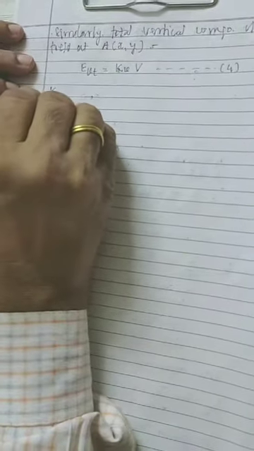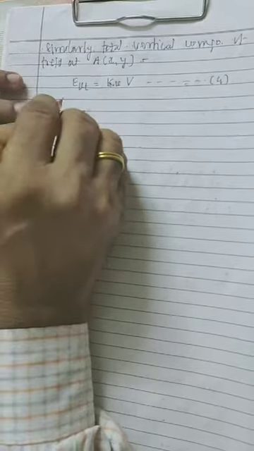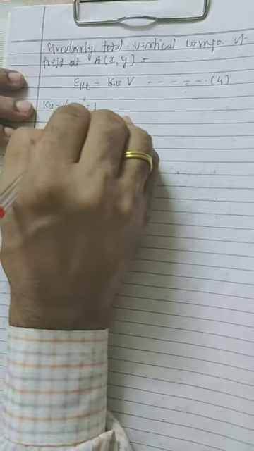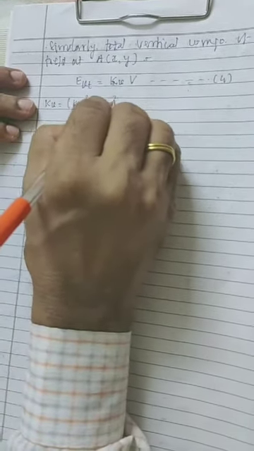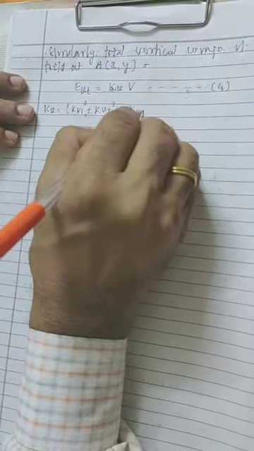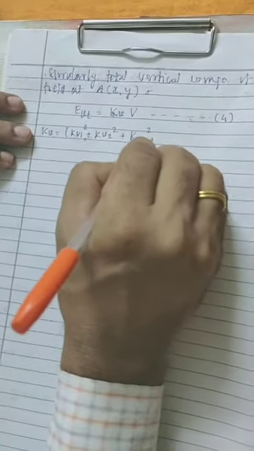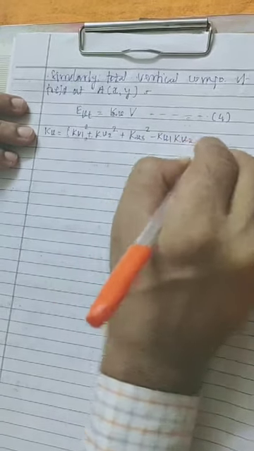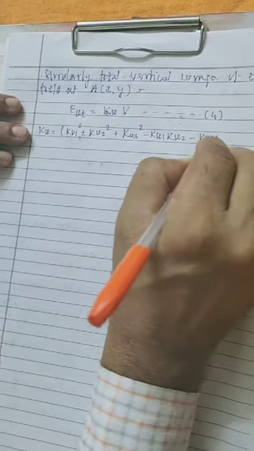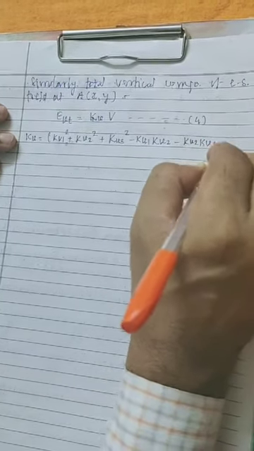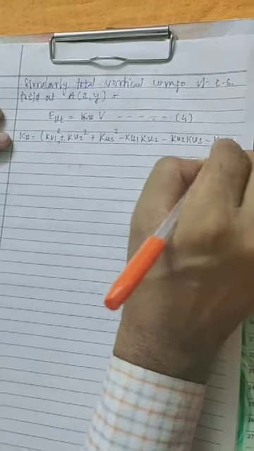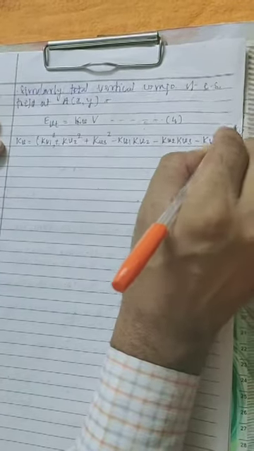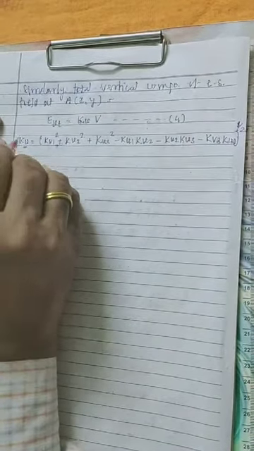KV is equal to, how to calculate KV? KV is equal to square root of KV1 square plus KV2 square plus KV3 square minus KV1 KV2 minus KV2 KV3 minus KV3 KV1. So this way we have to determine KV.